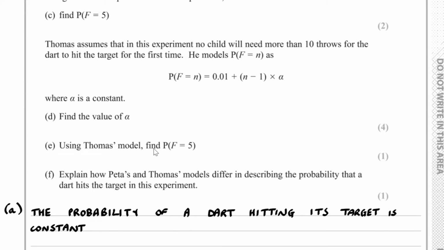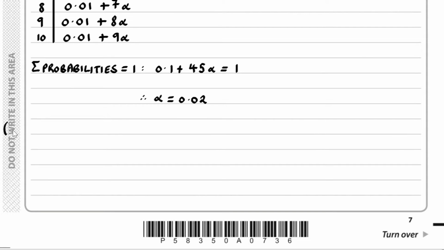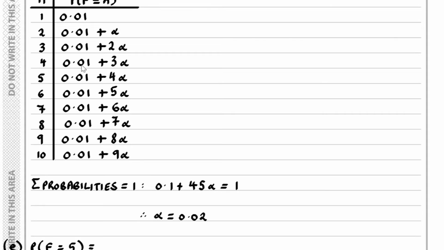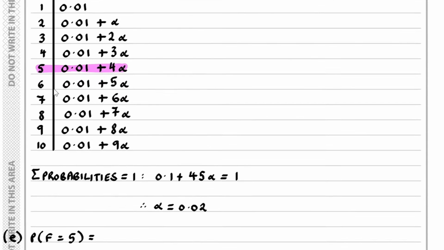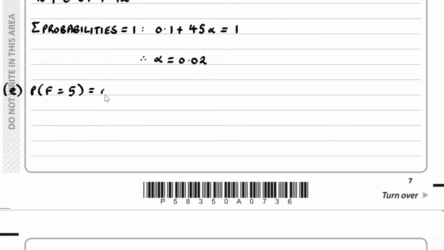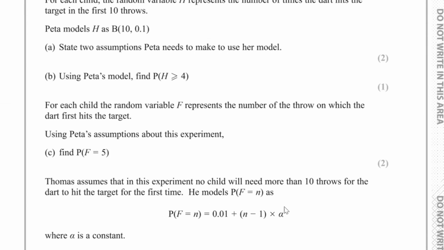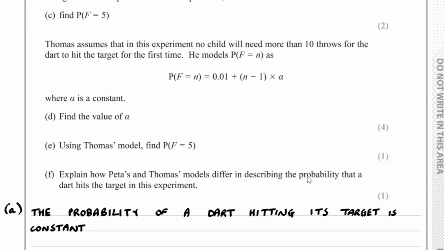And then for part A, we have to, using Thomas's model, find the probability that f is equal to 5. So, for part A, the probability that f is equal to 5, that is shown here. So that probability is 0.01 plus 4 alpha, and with alpha equaling 0.02, we have 0.01 plus 4 times 0.02, which is 0.09.